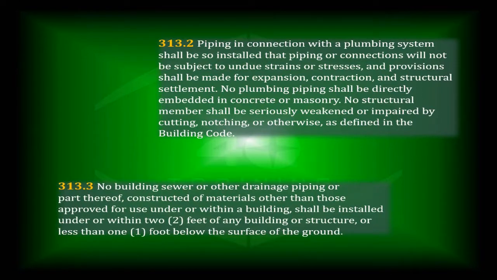313.3. No building, sewer, or other drainage piping or part thereof shall be constructed of materials other than those approved for use under or within a building. So if it's not approved for use under the building or in the building, it shouldn't be installed under or within 2 feet of any building or structure or less than 1 foot below the surface of the ground.